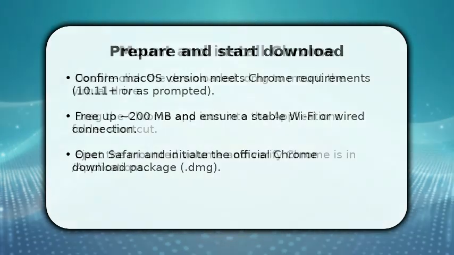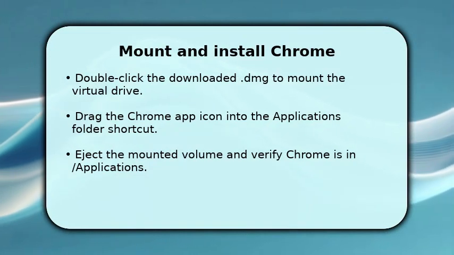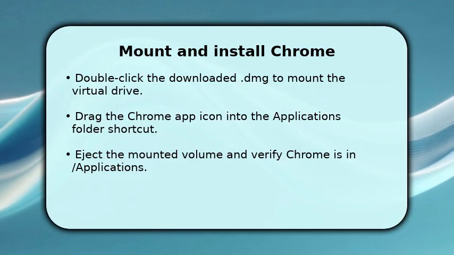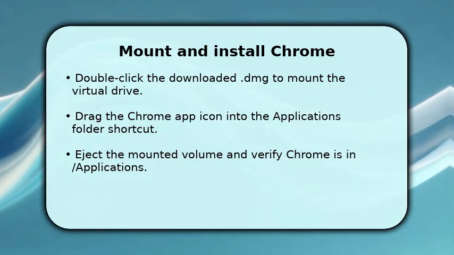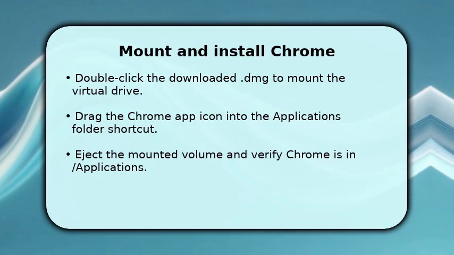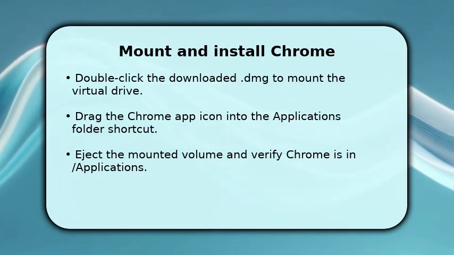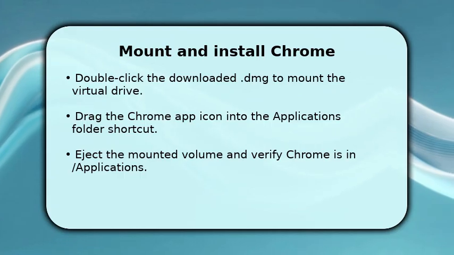You double-click the DMG to mount a temporary disk image, and a Finder window appears showing Chrome and an Applications alias. Drag Chrome into Applications. This copies the app into the system folder so Mac OS can manage updates.